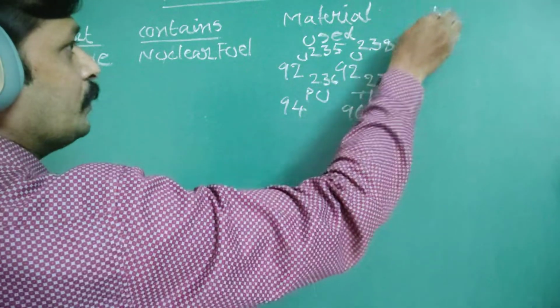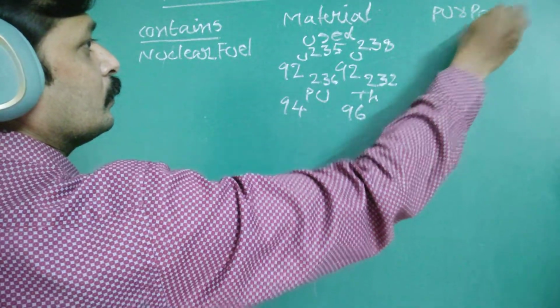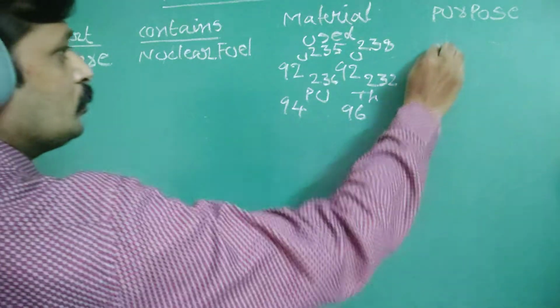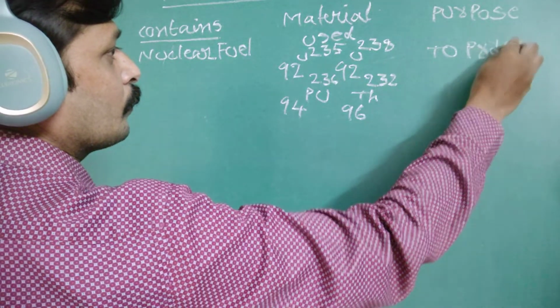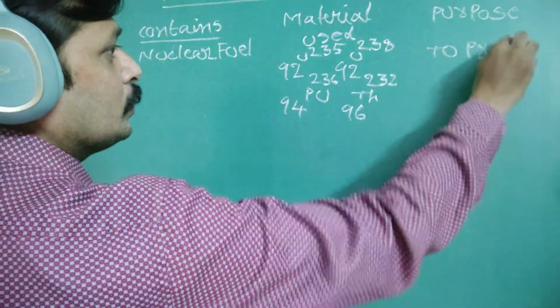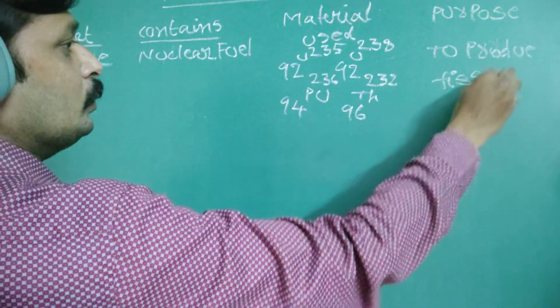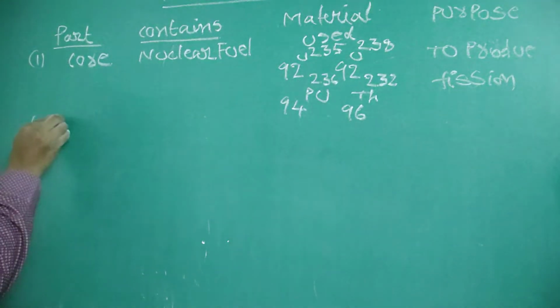What is the purpose of this core? The purpose of the core block is to produce fission. Go for the second block, that is called the moderator.